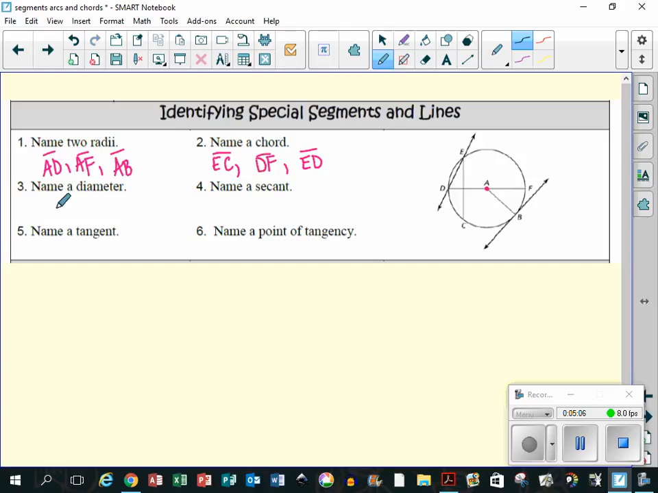The diameter is DF. It's the chord that goes through the center. A secant line, remember, is a line that goes through the circle twice. So now I could say ED, but now it's line ED and not segment. A tangent line would be this line here. Again, we'll call this L because they didn't give it a name. So L is the tangent line, and the point of tangency is the point it touches. So B is my point of tangency.